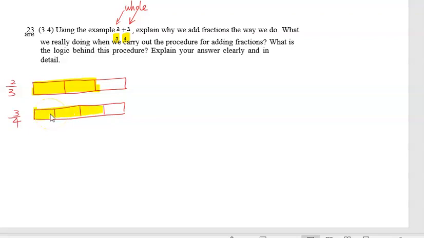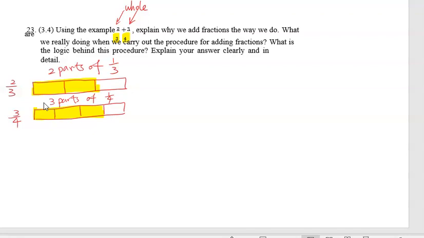Now from the drawing, we can see that we cannot add. This one has two parts each of size 1/3, and this one has three parts each of size 1/4. That's why we cannot add them, because we're adding different size objects, which cannot be added.